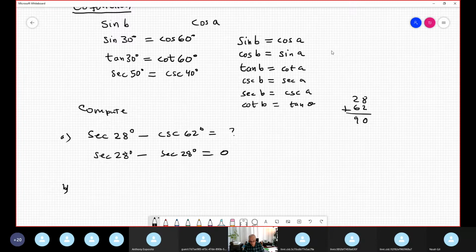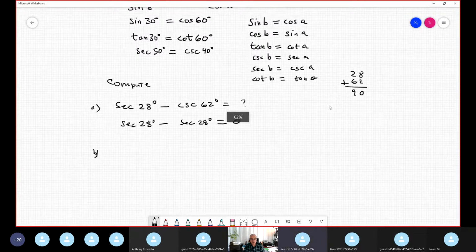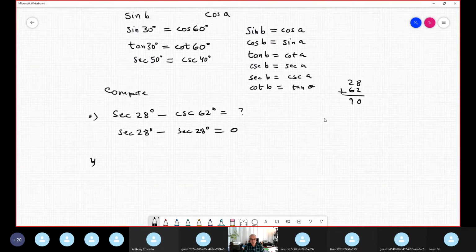Make sense or no? Yes, it does. Why is it secant 28 degrees again? Why is secant 28? Because I take advantage of the property for the cofunction, no? I know that the cofunction of the cosecant is secant.